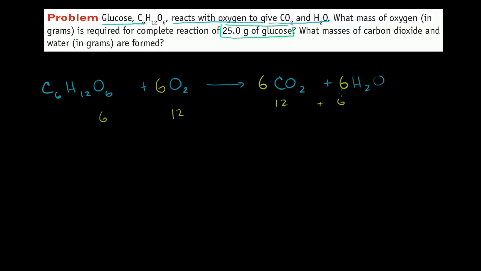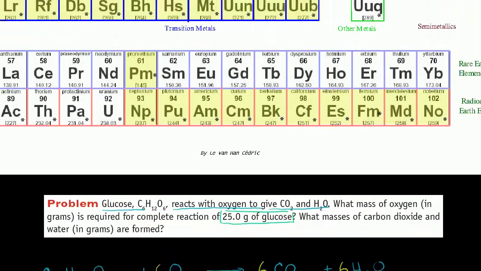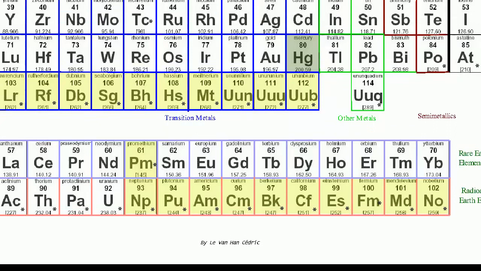Now, the next thing we're going to want to do is figure out how many moles of the reactant that they're telling us about that we have. So they're telling us that we have 25.0 grams of glucose. So let's figure out how many grams per mole there are of a glucose molecule. And since everything here is dealing with carbons and oxygens and hydrogens, let's look up the atomic weights of all of them. Carbons, hydrogens, and oxygens are pretty common. So at some point you might want to memorize their atomic weights.